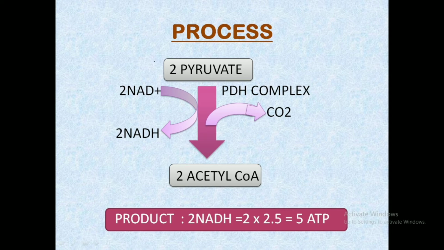In this process, 2 pyruvate gets converted into 2 acetyl coenzyme A, and carbon dioxide is released. Along with that we have the formation of 2 NADH, and this complete process occurs in the presence of the PDH complex, that is the pyruvate dehydrogenase complex. Talking about the products in this process, we have in total 5 ATPs produced because we have 2 NADH. So after calculating it, we get in total 5 ATPs produced.